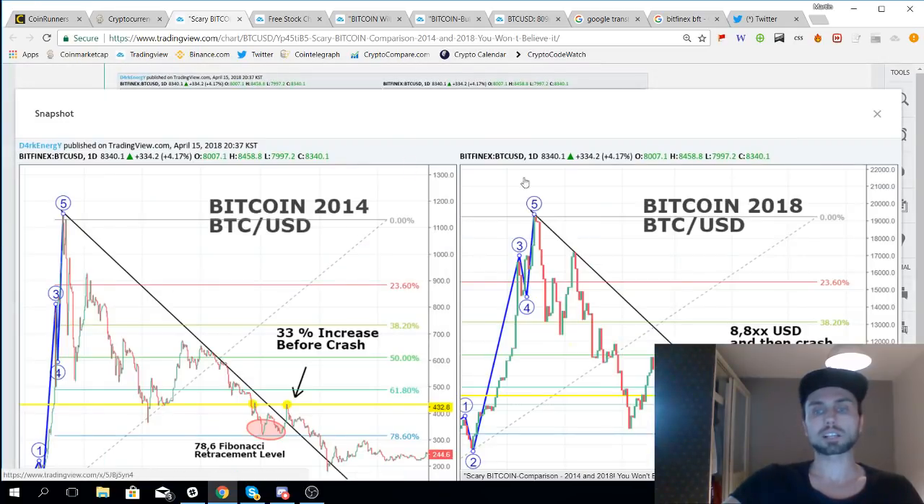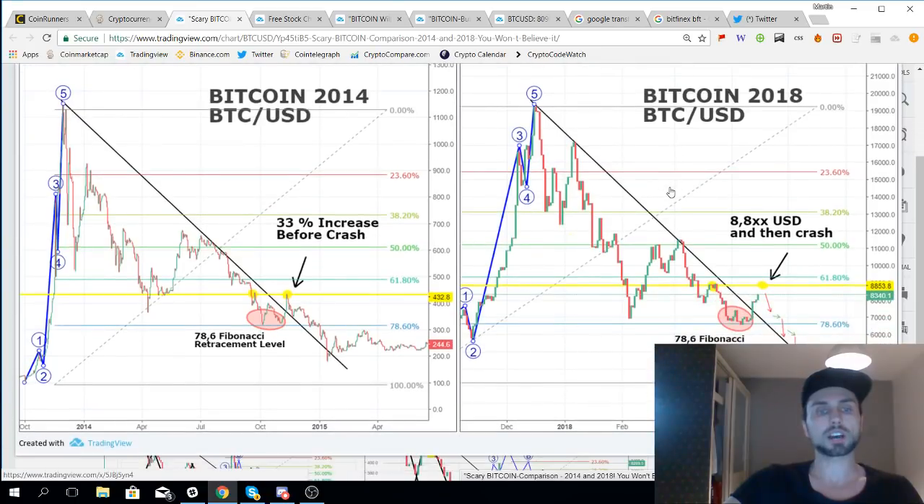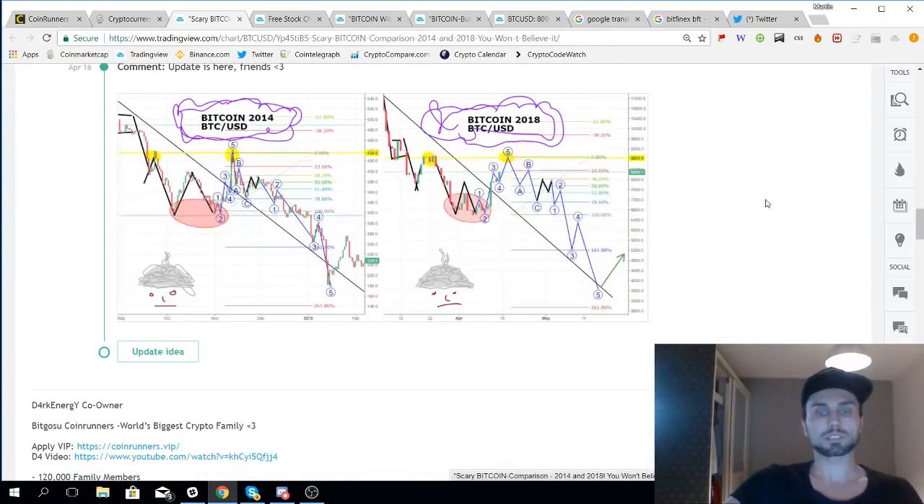So I tried to calculate different stuff. I tried to find out, based on the 2014 charts, how high we would go and apply it to this chart. What I found out was that from the double bottom, we had about a 33% increase in price before we had a crash. That would basically mean that we would now go to 8,800 and something, and then have our crash. That was basically what I was trying to tell with this one.